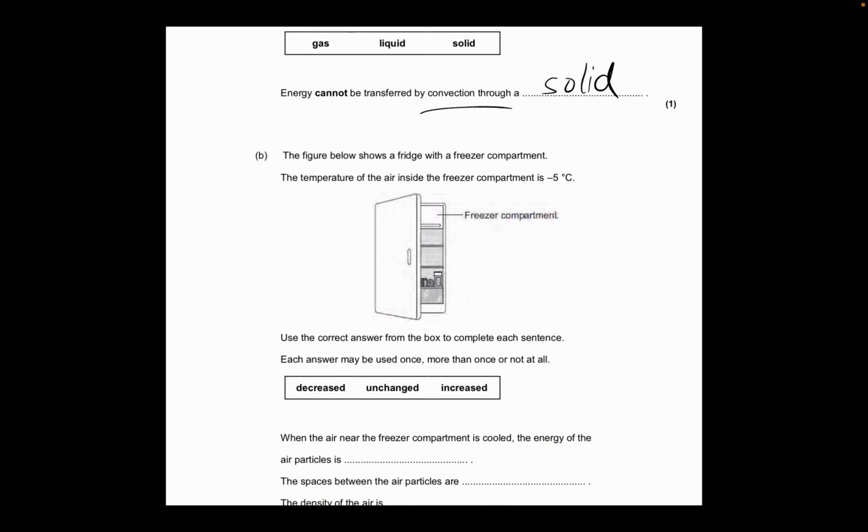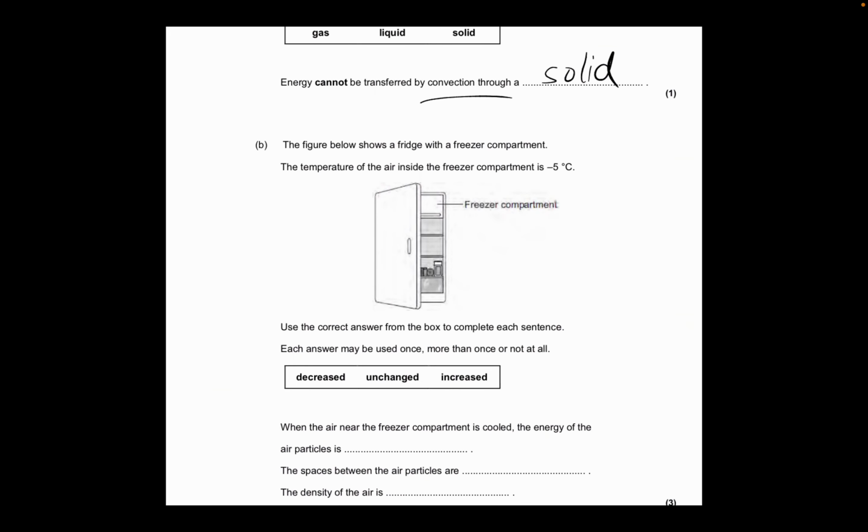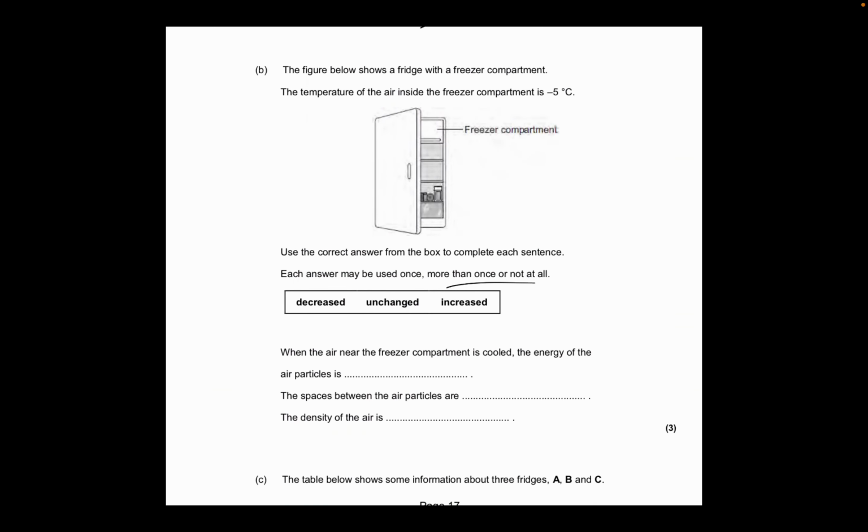Now, the next question states that you have to know that the temperature of the air inside the freezer compartment is about -5 degrees Celsius. You may use each answer more than once or not at all. So now you have to use the correct answer from the box. When the air near the freezer compartment is cool, the energy of the air particles is going to be decreased, alright? And the space between the air particles is also decreased. Now, that's understood, and the density of the air increases, okay? The density of the air is going to be increased. That's going to be about 3 marks for that kind of answer.